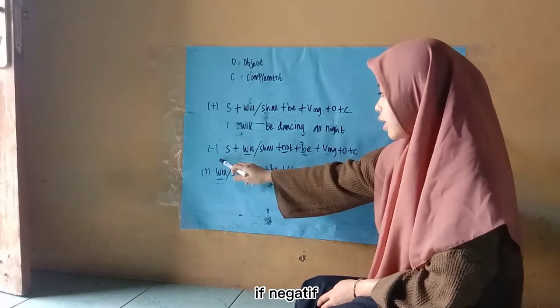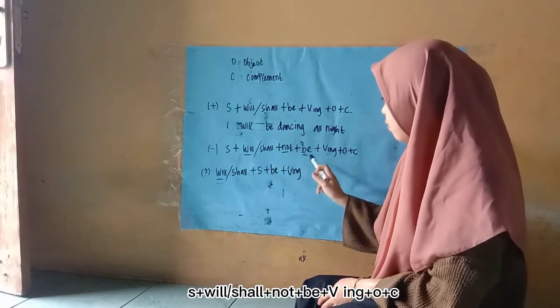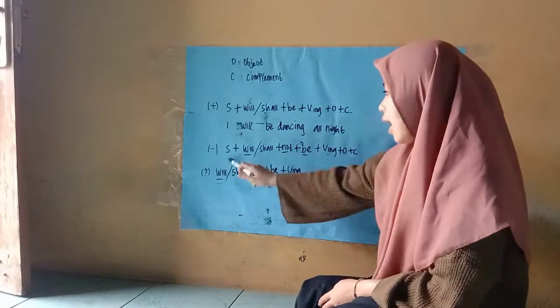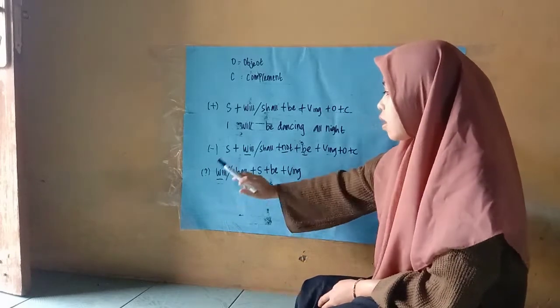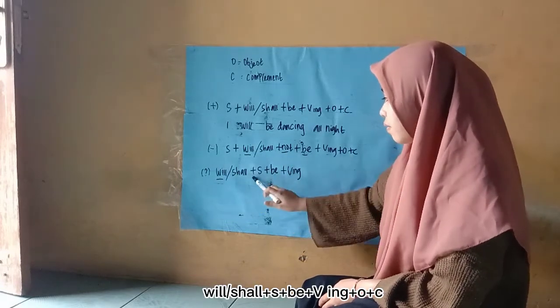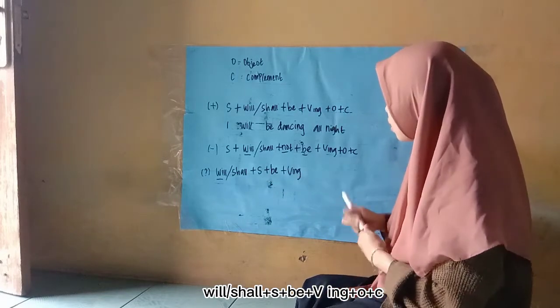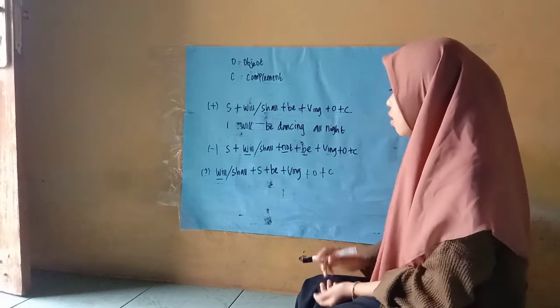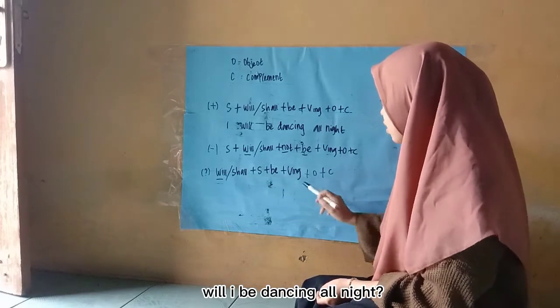If negative, subject plus will or shall plus not plus be plus verb in plus object plus complement. For example, I will not be dancing all night. If interrogative, will or shall plus subject plus be plus verb in plus object plus complement. For example, will I be dancing all night?